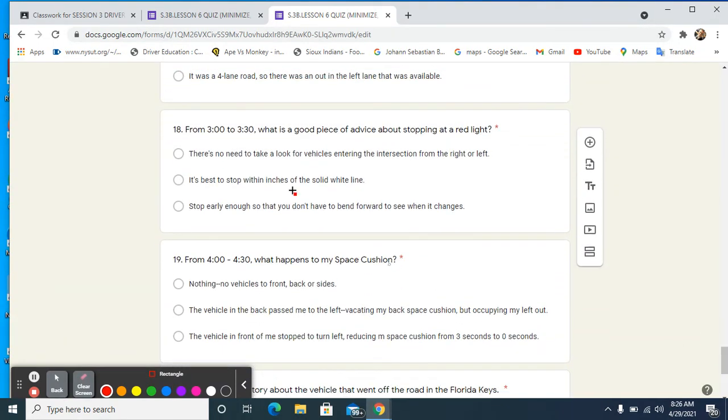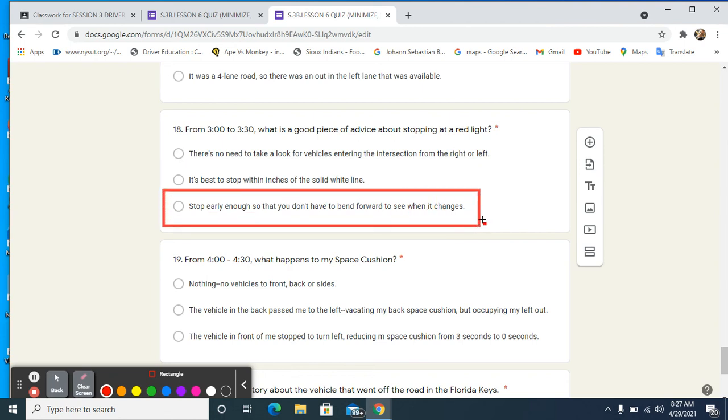Number 18, from 3 minutes to 3:30. What is a good piece of advice about stopping at a red light? There's no need to take a look for vehicles entering the intersection from right to left. It's best to stop within inches of the solid white line. Stop early enough so that you don't have to bend forward to see when it changes. There you go. That's good advice right there. People often stop right underneath the lights and then they have to look the whole time to see if the lights changed.